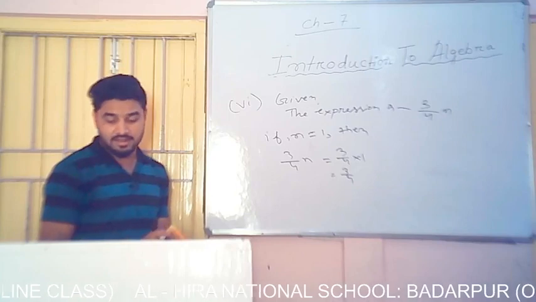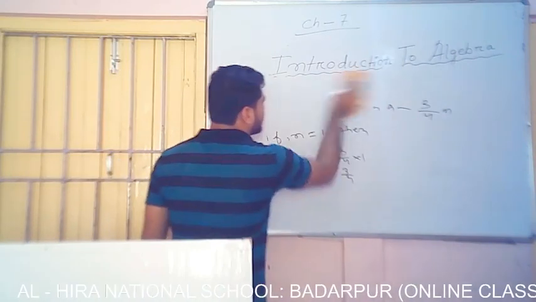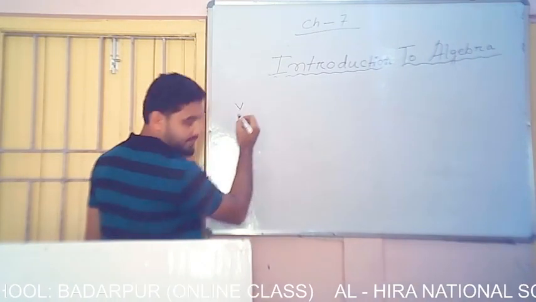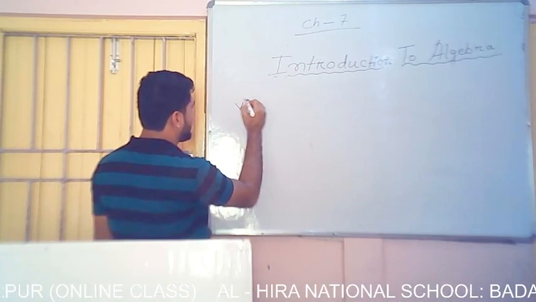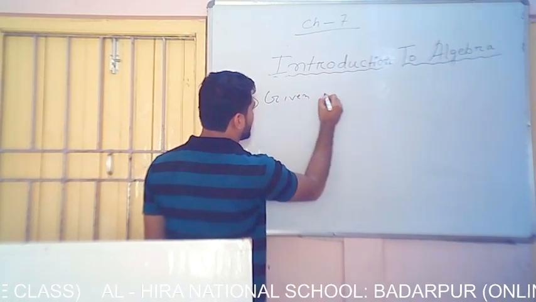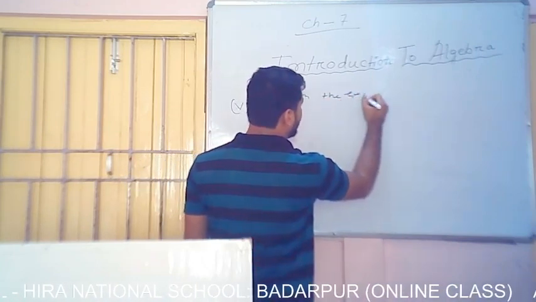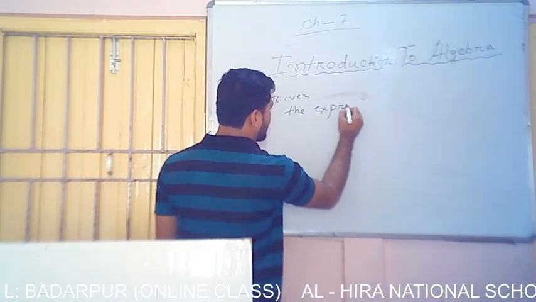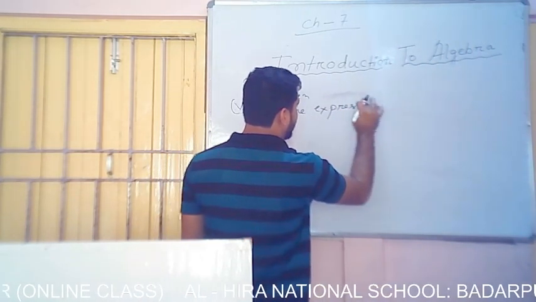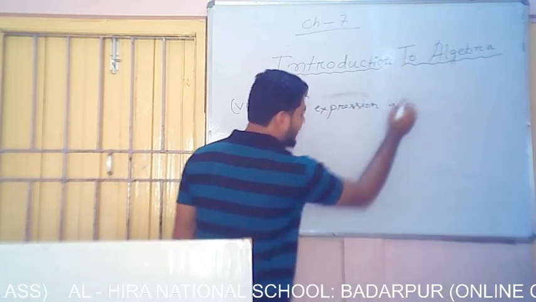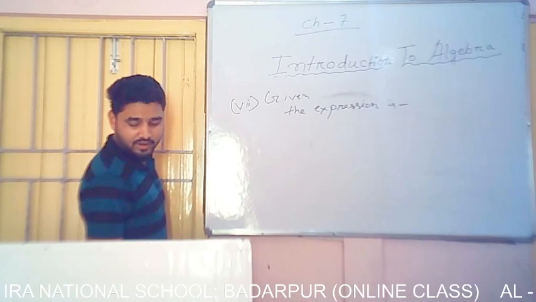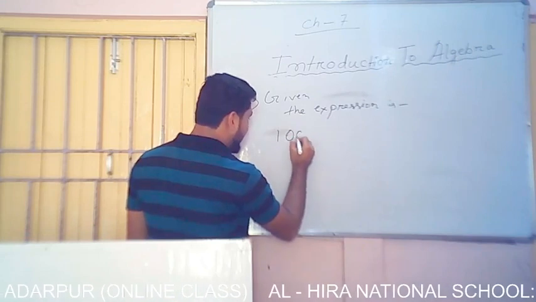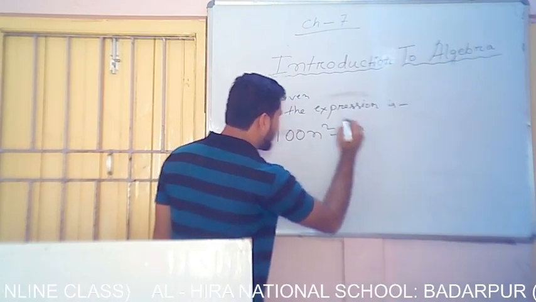Now come to question number 7. Given the expression is 100 n square minus 19.